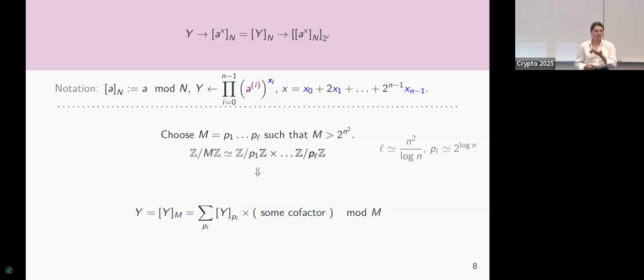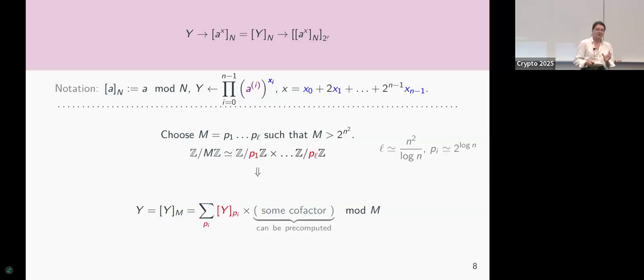Again, this formula is practical for us because first, every cofactor involved in this formula we can pre-compute, and second, the y modulo p are actually very small quantities. You see that we can choose each pi in this product right here to have a bit length of at most log small n, which means that likewise the y modulo pi will have a bit length of at most log small n. So we don't need a lot of space to compute and store them.